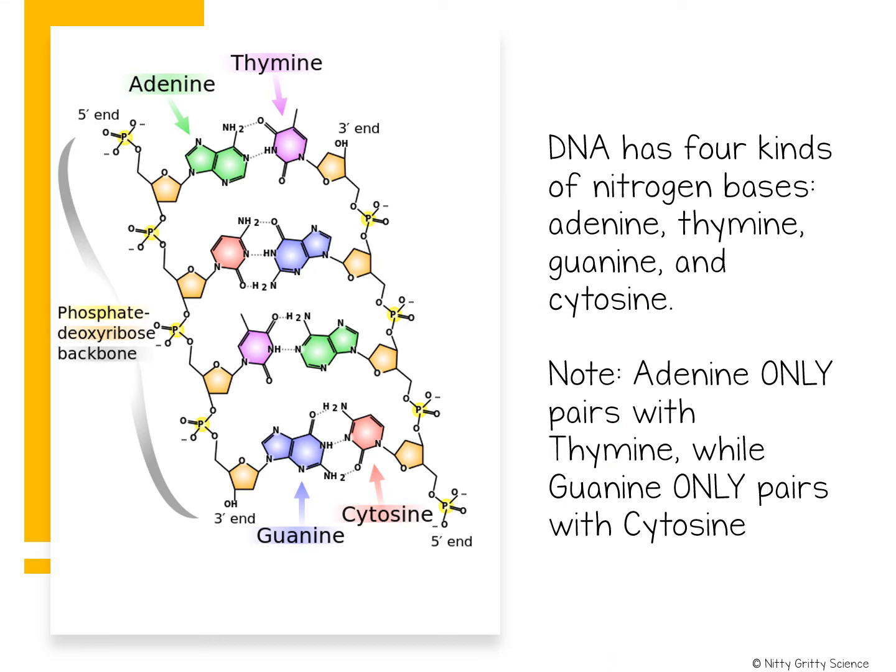Now, DNA has 4 kinds of nitrogen bases: adenine, thymine, guanine, and cytosine. The capital letters A, T, G, and C are used to represent the 4 bases. Now, the bases on one side of the ladder pair with the bases on the other side of the ladder. Adenine only pairs with thymine, while guanine only pairs with cytosine. This pairing pattern is the key to understanding how DNA replication occurs.